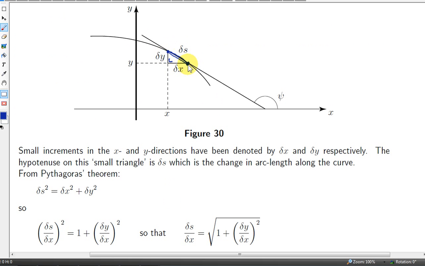The horizontal distance between the points is called delta x, and the vertical distance is delta y. So Pythagoras' theorem tells us that the straight line distance between the endpoints of the arc is the square root of delta x squared plus delta y squared, and we can of course square that. We are after ds dx, remember, so we can divide all of this equation by delta x squared, so we get a 1 here, and then take the square root.